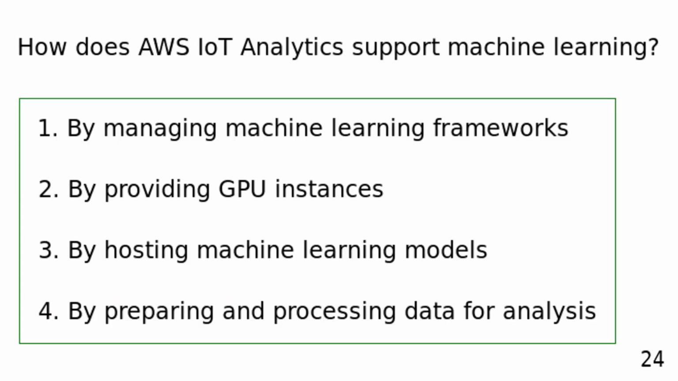How does AWS IoT Analytics support machine learning? By managing machine learning frameworks. By providing GPU instances. By hosting machine learning models. By preparing and processing data for analysis.